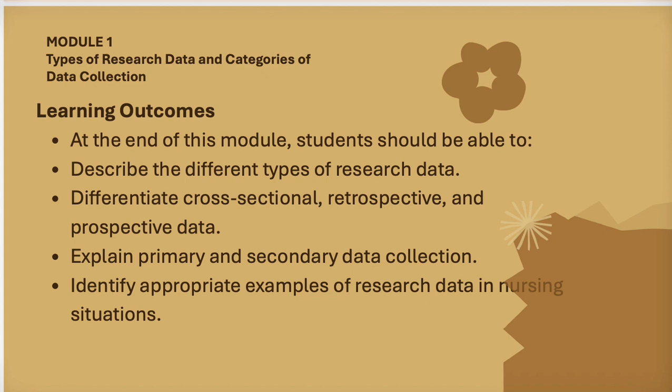So, this module, particularly module 1, classifies research data according to the timing of data collection and explains the distinction between primary and secondary data. Okay. So, first we need to know the meaning. What is the meaning of research data? So, research data refer to the information collected, observed, measured, and recorded during a research investigation.